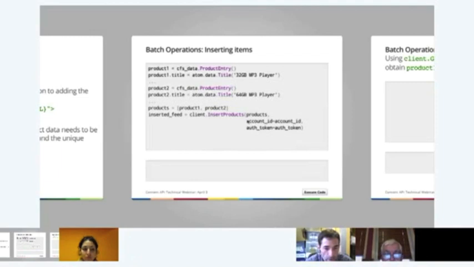And again, obviously, we need the account ID to construct the URI, and we need a token to sign the request. So let's make the request and print the title of everything that's been inserted, just to make sure this code works. So this is actually running this code. Great. So they've been inserted.